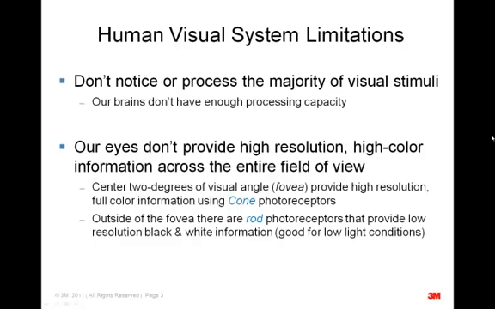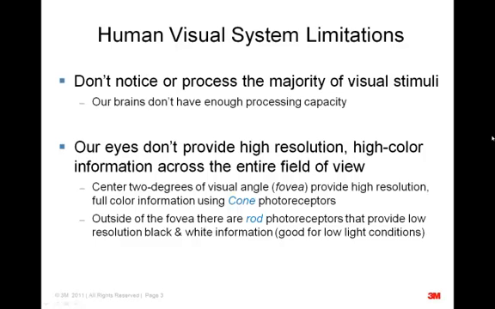Human visual system limitations. Turns out when we first view a scene, we don't notice or process the majority of visual stimuli or visual information. Our eyes are actually producing more data than our brains can process in a reasonable amount of time. Another limitation is that our eyes don't provide full, high-resolution, high-color information across the entire field of view.